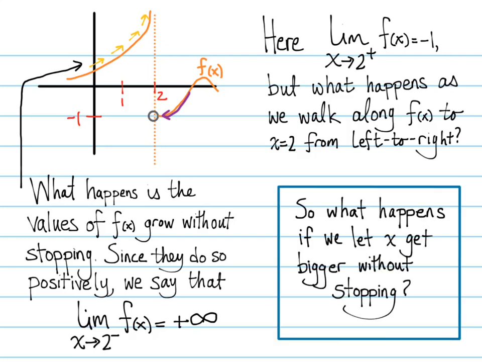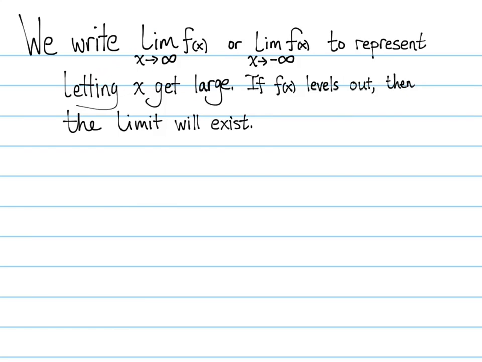So that answers what happens as we get to a value, but the y value gets really, really big. But what happens if we let the x value get really, really big? Here, we write the limit as x approaches positive infinity, or the limit as x approaches negative infinity, to represent what happens if we basically never stop walking. If we walk along the graph, but we go forever.